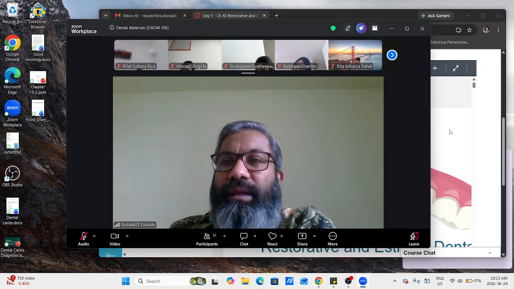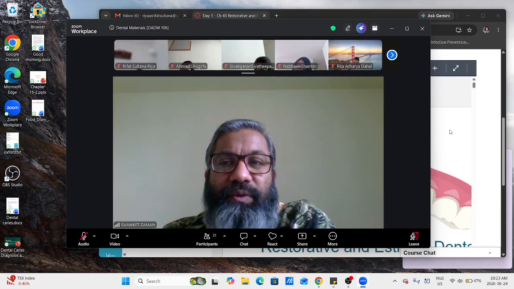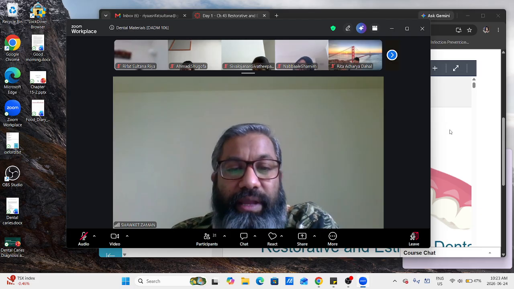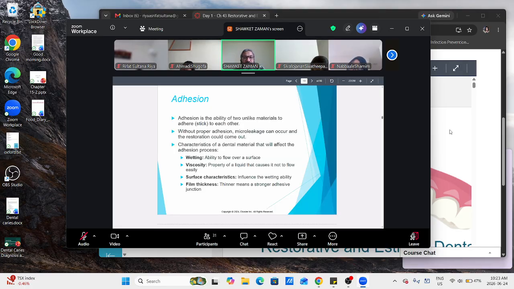Okay. So the reason I give that example is that it can be useful for you to memorize what is the adhesions and what is cohesions. Or you can think about other examples that can help you too. So adhesions, as you can see here, is the ability of two unlike materials to adhere or stick to each other. That is called the adhesions.